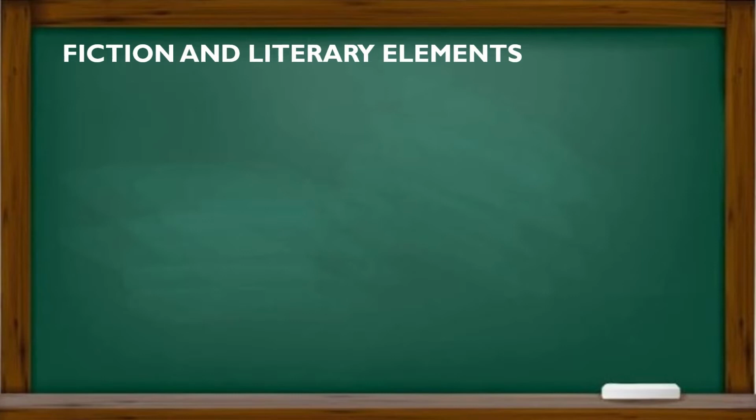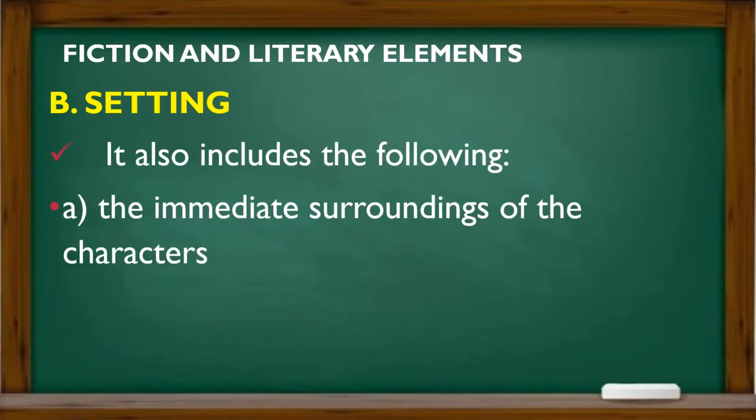Aside from the chronological and physical setting, it also includes the following. A. The immediate surroundings of the characters, such as props in a scene, trees, furniture, food, inside of a house or car, etc.